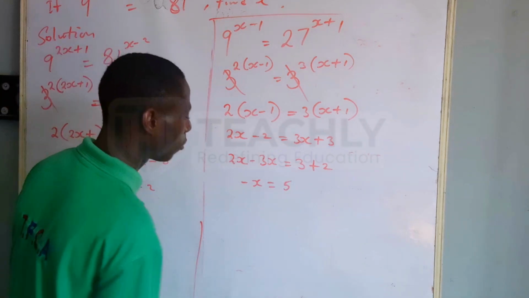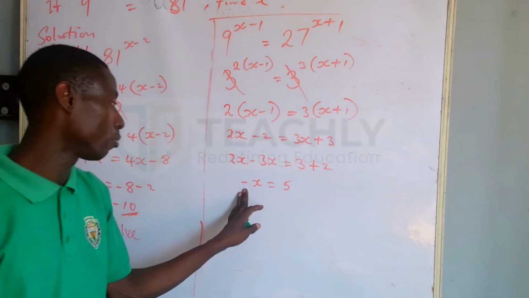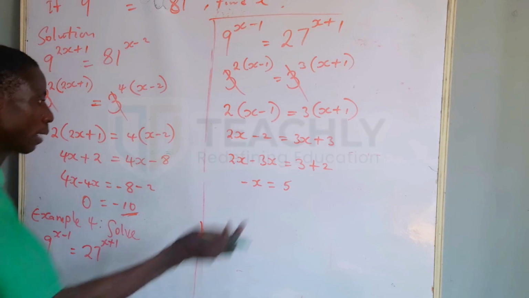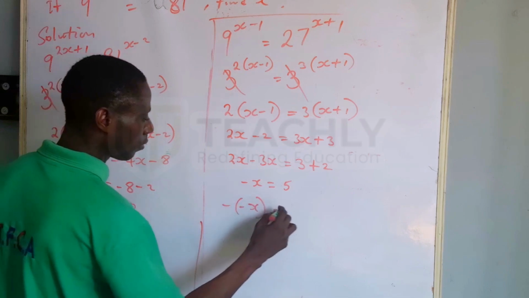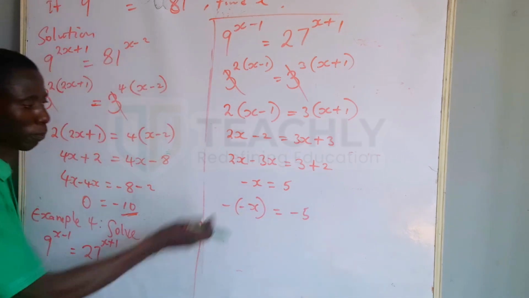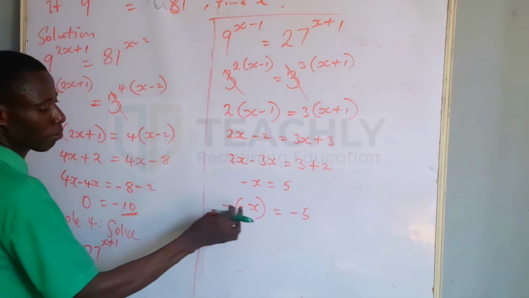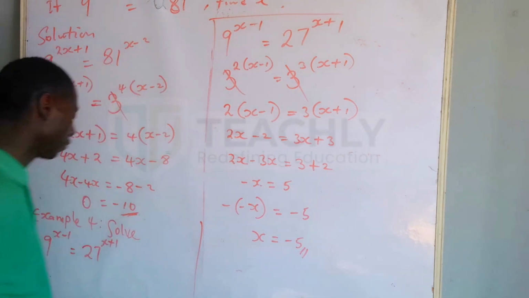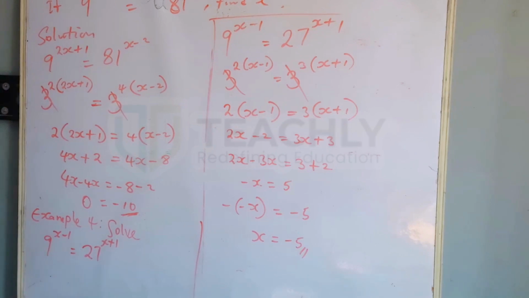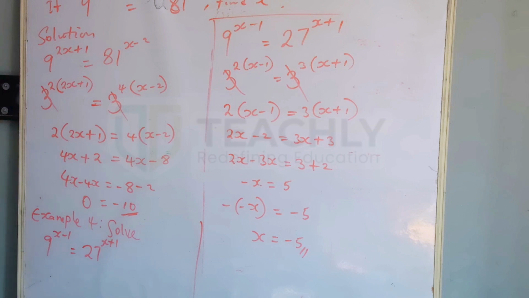That is 5. We can't leave our answer like this. We want x to stay alone, so let's remove its minus. How do we remove the minus? Multiply both sides by minus. Minus times minus x gives x, and minus times 5 gives minus 5. So the value of x here is minus 5. That is the solution to solving equations with indices.